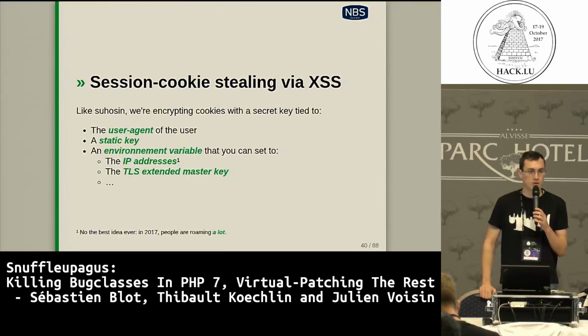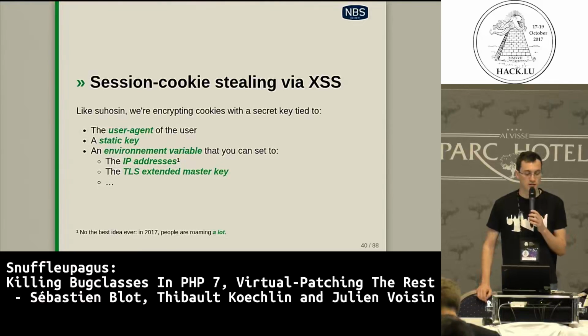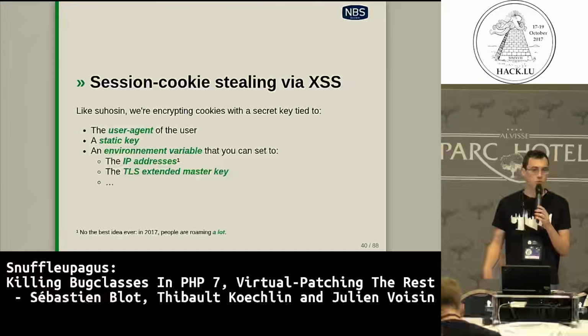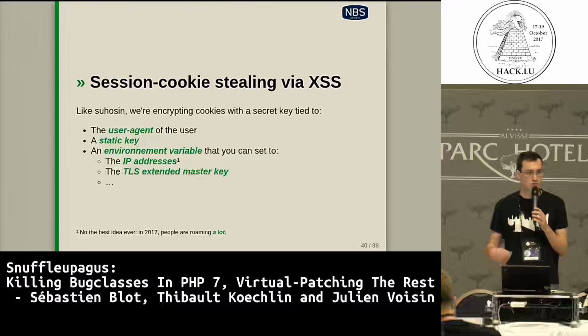But in 2017, people are roaming a lot, like you're using your mobile device, you are on 3G, and then you're back home on Wi-Fi, and then your cookie is invalid and you must log in again. It's painful. That's why we provide a way to use an environment variable instead, like TLS session or something like that. So even if you're roaming, you won't get disconnected. And since the cookie is encrypted with your user agent and a variable tied to the user, even if you manage to steal the cookie from the user, you cannot use it. And the administrator gets an alert in his log. So it's pretty handy in my opinion. It's completely transparent.